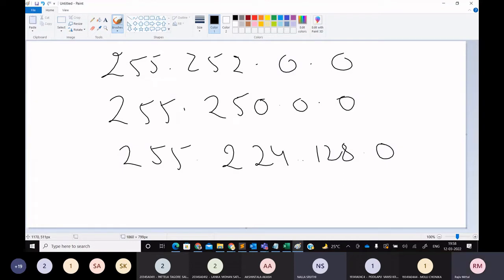Okay, so tell me, is the first one right or wrong? The first one is right. The second is wrong. What is the reason why it is wrong? Because of 250, right? This is wrong. What about the third?